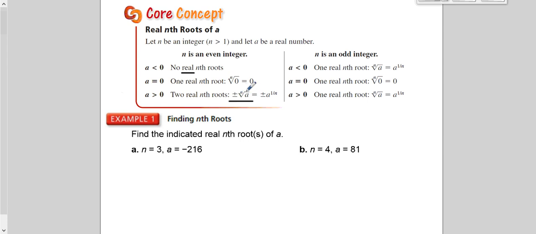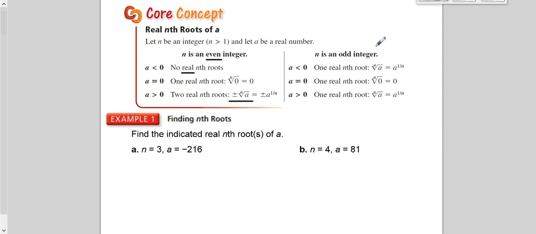So plus and minus square root, plus and minus fourth root, plus and minus sixth root, whenever n is an even integer. So when the index is even and the number inside of the radical is positive, we have to worry about 2 real roots.